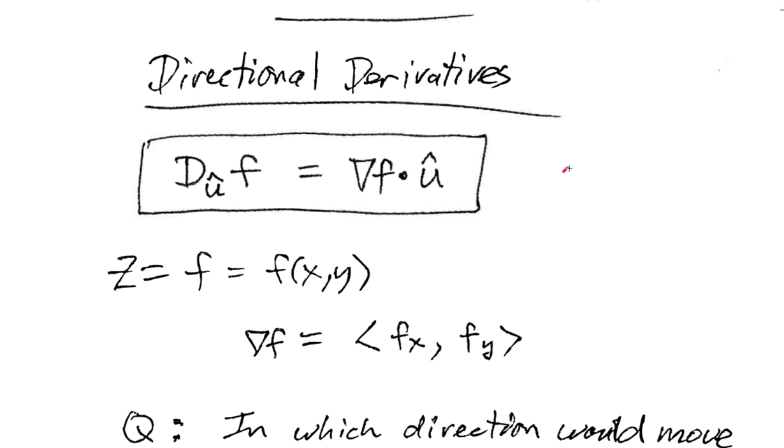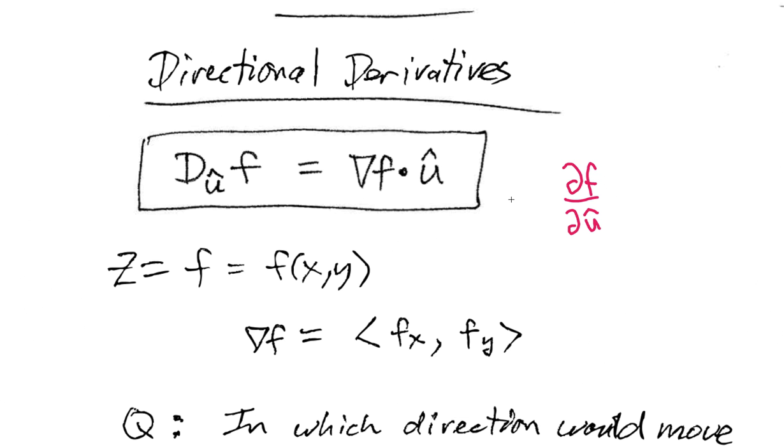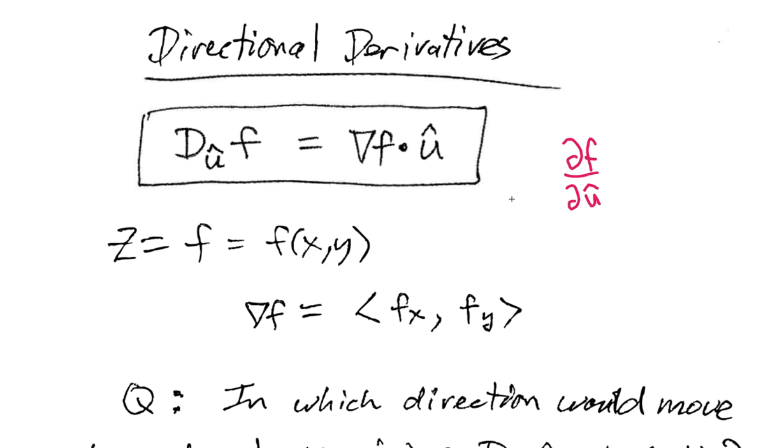Sometimes people would do this too. Here's an old notation here. People will go, the partial derivative of f with respect to u hat. This doesn't really make that much sense to me, but that is an old notation. All right, I guess I'll just throw that in case you see that in some old book sometime.